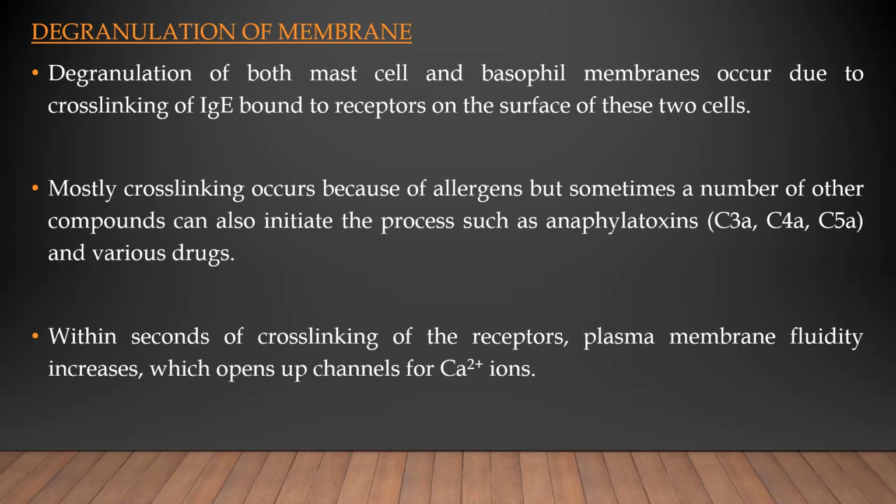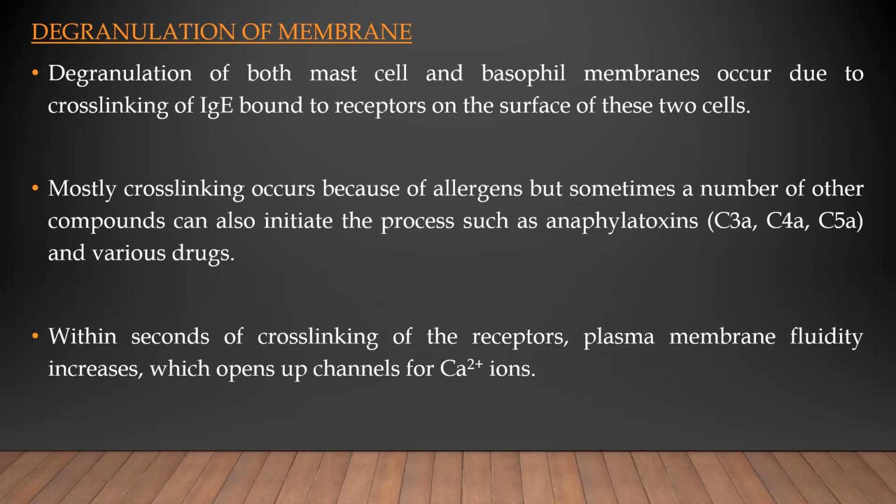So what happens right after the cross-linking? Right after cross-linking, the membrane of these cells is going to open up channels for calcium ions. Now, why is this calcium ion very important? First of all, we have to understand that the concentration of calcium ion is very, very low inside the cell. Usually, calcium ions are found outside the cell, or in the case of muscle cells, they are found in the sarcoplasmic reticulum. And what is the function of calcium ions in the sarcoplasmic reticulum of muscle cells? These calcium ions help in muscle contraction and relaxation. But usually a normal cell will not have calcium ions inside the cell.